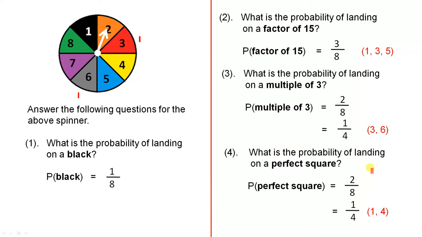What is the probability of landing on a perfect square? Now we did an earlier video on perfect squares. 1 is a perfect square because 1 squared is 1, and 4 is a perfect square because 2 squared is 4. So the numbers are 1 and 4. There are 2 of them, so it's 2 over 8, which is 1 chance in 4.